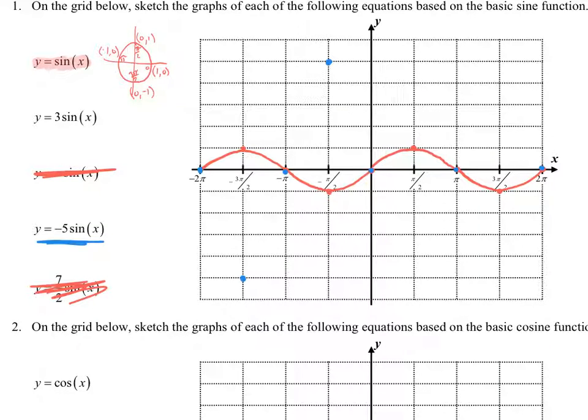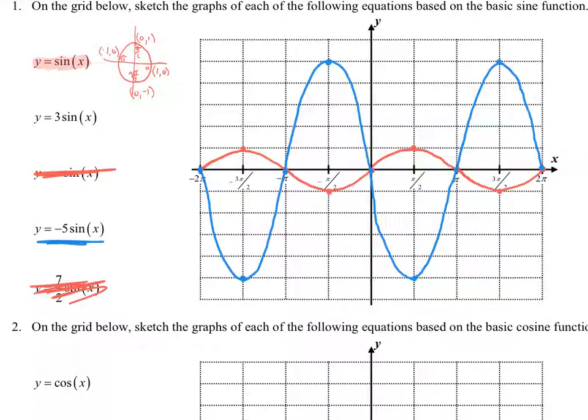Zeros don't change. And now we can fill it in. And let me zoom through this. And that's it. That's your negative 5 sine of x function. All right, you just have to put one more on here. Make sure that you do plot your 3 sine of x function on here.